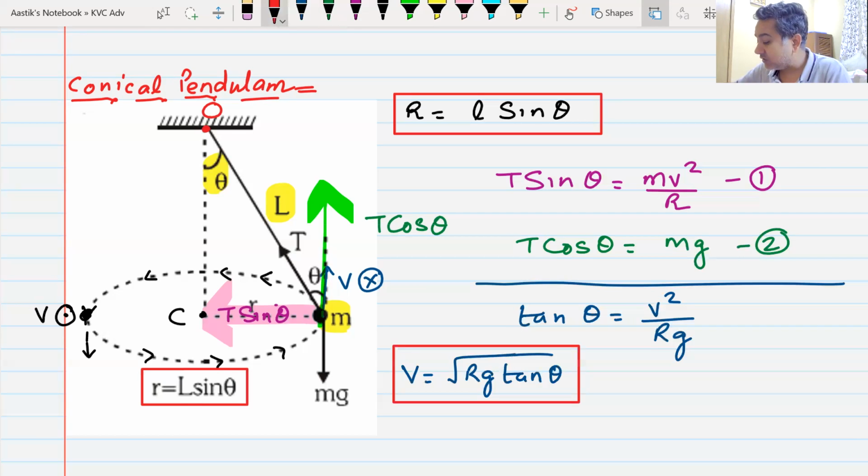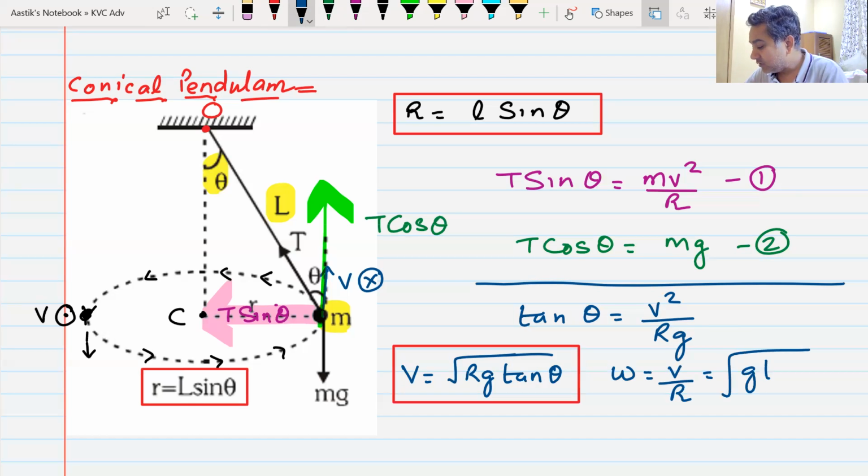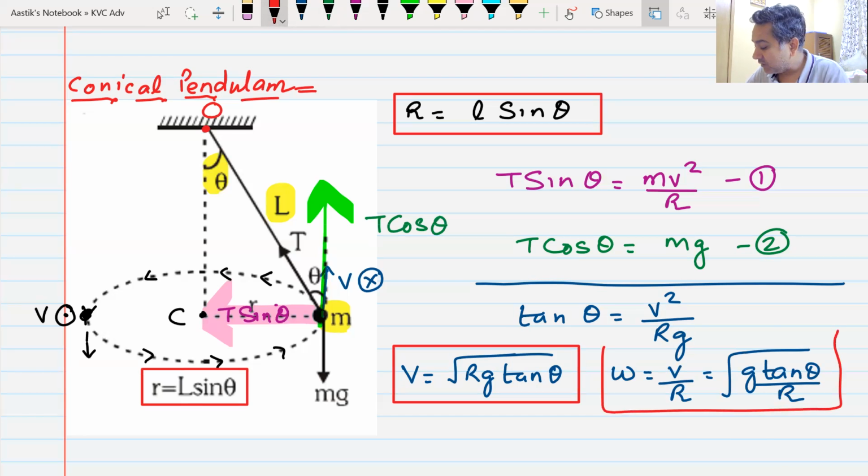The angular velocity. To find out the angular velocity, you just divide v by r, and that is your angular velocity. So if you divide v by r, that will be the answer that you get: root over g tan theta by r. That would be your angular velocity. If they ever ask you what is the angular velocity, this is the angular velocity. Here we have assumed that angle theta is given to you.